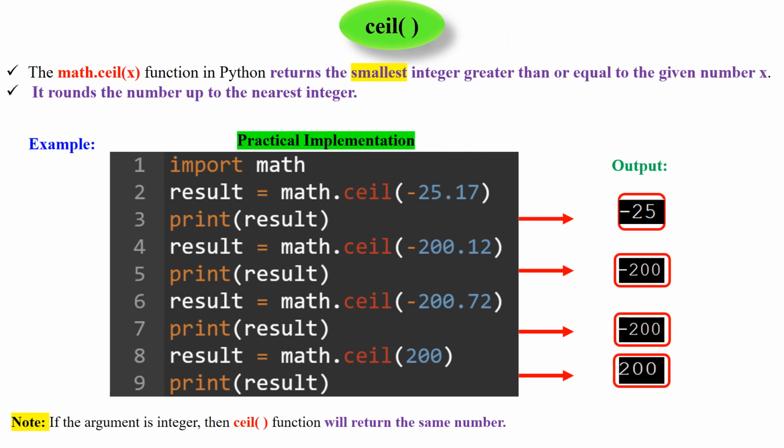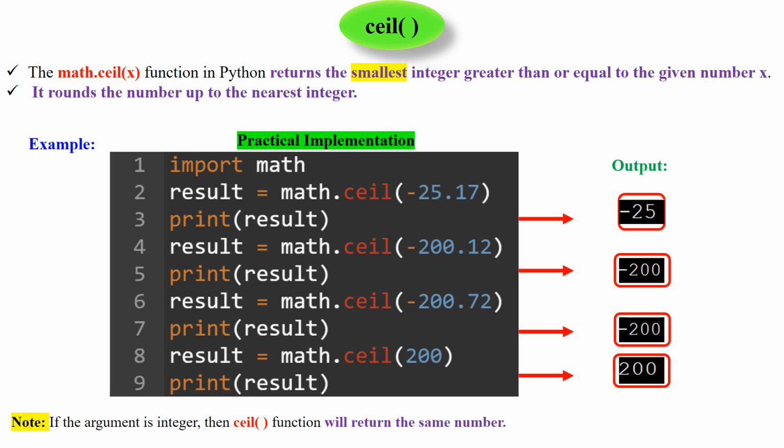The math.ceil of x function in Python returns the smallest integer greater than or equal to the given number x. It rounds the number up to the nearest integer. Let's see these examples. In line 1, the import math statement imports the math module, allowing you to access its functions and constants in your code. In line 2 and 3, the math.ceil function is called with the argument -25.17.